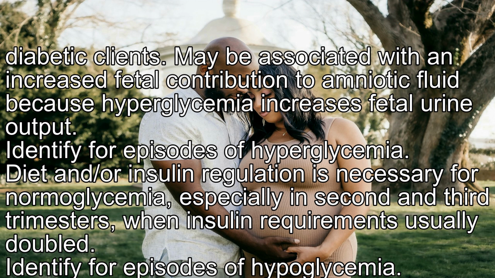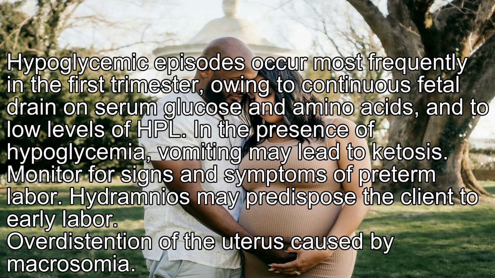Identify episodes of hypoglycemia. Hypoglycemic episodes occur most frequently in the first trimester owing to 1. continuous fetal drain on serum glucose and amino acids, and 2. low levels of HPL. In the presence of hypoglycemia, vomiting may lead to ketosis. Monitor for signs and symptoms of preterm labor. Hydramnios may predispose the client to early labor, as may overdistension of the uterus caused by macrosomia.